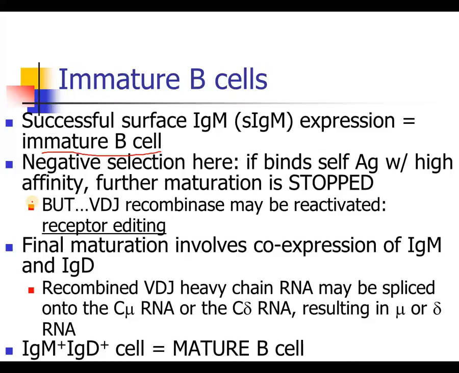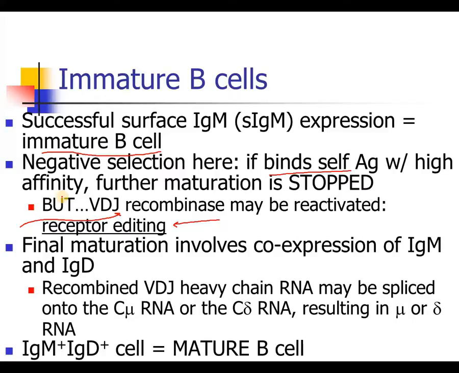If it's too strong binding self-antigen, that is negative selection. Negative selection is going to occur. If self-antigen binds with a really high affinity, further maturation is stopped. It is possible to get VDJ recombinase started again and have receptor editing occur. This occurs in B cells, but not T cells. And you might get further rearrangement that would be functional. But again, if that rearrangement occurs and it binds self-antigen with too high an affinity, that cell is no good and it will die via apoptosis.